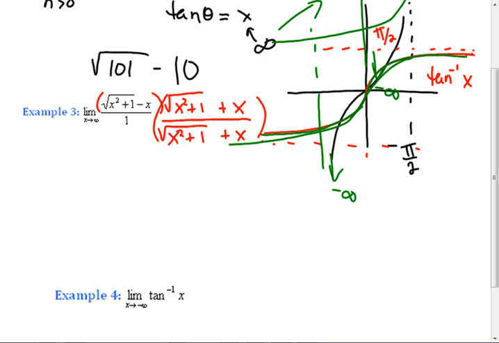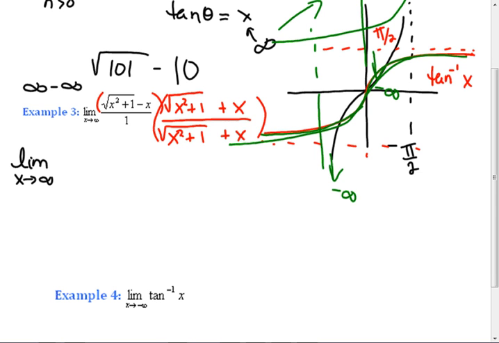Okay, so what do I get? I get the limit as x approaches infinity. See, here's the problem. This is infinity minus infinity. Sometimes it's 0, sometimes it's a number, and sometimes it's infinite. I'll give you another example. Let's do this one first.